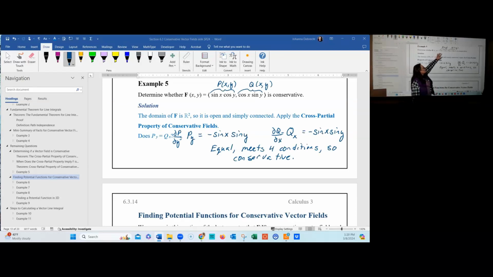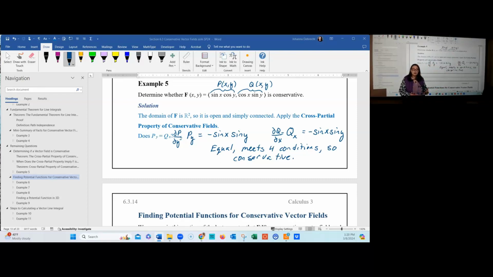Note that P as a function of x and y is sine x cosine y. I want to find the partial of P with respect to y, the cross-partial. The partial of P with respect to y is negative sine x sine y. Q is the second component of the vector field, cosine x sine y. I want to find the cross-partial, the partial derivative of Q with respect to x, which also gives me negative sine x sine y.